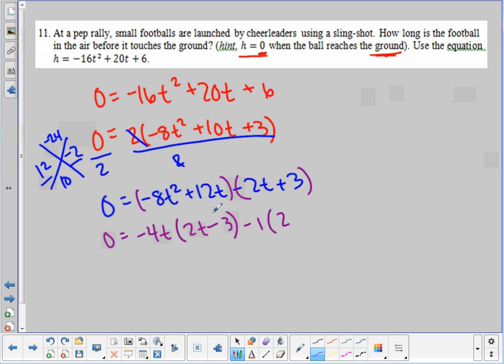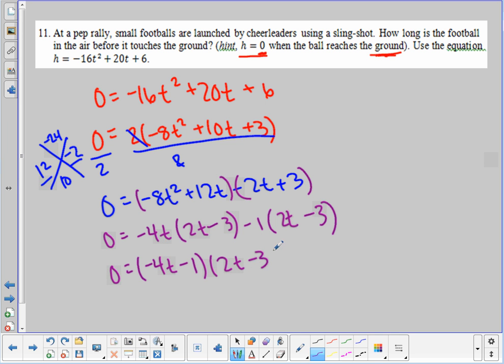There we go. 12 divided by negative 4 gives me minus 3. Take out a negative 1 from the second group because I recognize that this negative 2 needed to be a positive. That's how I know I did something wrong over here, because then 3 divided by negative 1 gives me a negative 3. There we go. So I have negative 4t minus 1 and 2t minus 3.